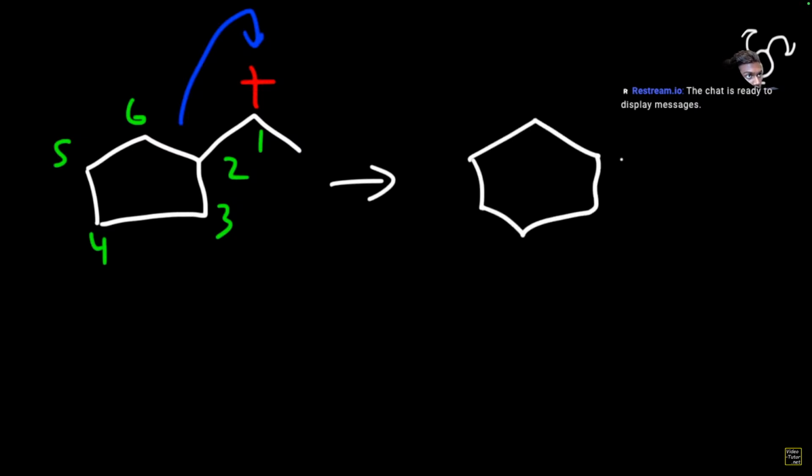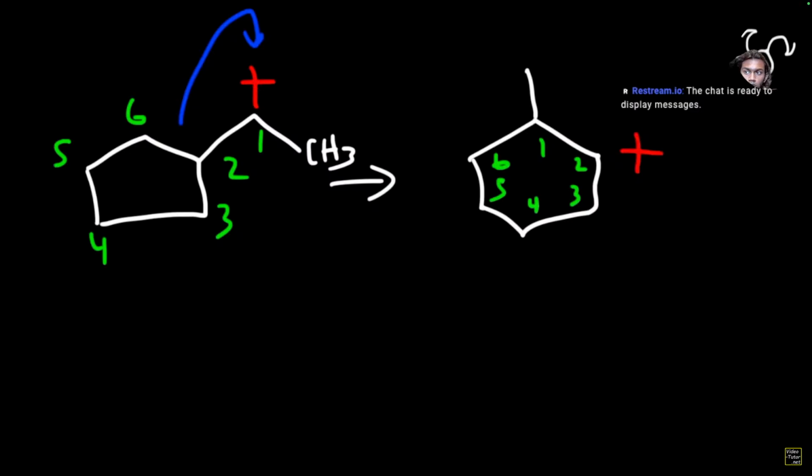Now, where's the plus charge? Well, first, let's put the methyl group somewhere. So this methyl group here is attached to carbon 1. So this has to be 1. Let's call this 2, 3, and so forth. Now, notice that we broke the bond between carbons 2 and 6. And then we're going to reform a bond between carbons 1 and 6. So carbon 2 lost the bond, but it didn't regenerate a new bond. So carbon 2 has the positive charge.